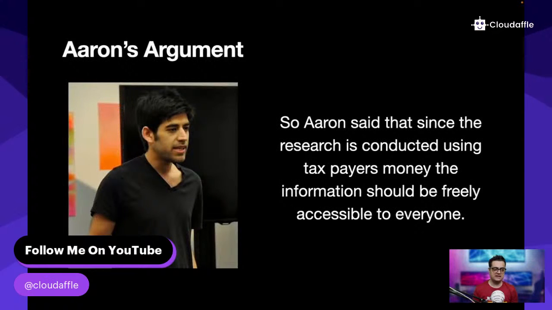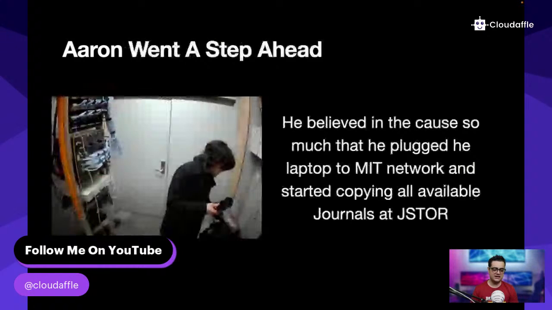Aaron's argument was that since the research is conducted using taxpayers' money, the information should be available for free to these people at least, because they paid the tax and that's how the research came into existence. But why is a corporation making money out of it? So he basically argued, why are a few companies making millions of dollars by selling these journals when the research has been paid for by taxpayers' money? That was the big question that he was after.